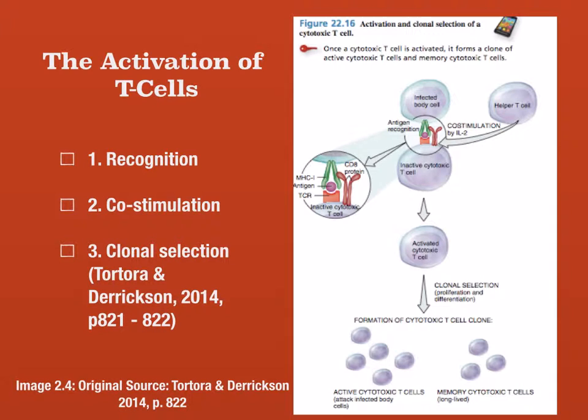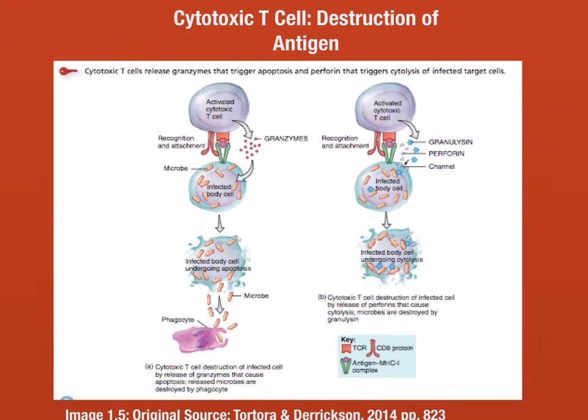Finally, now that our T cell is activated, it begins to form clones of itself to swiftly destroy the antigen, which is a process called clonal selection, in which the T cells proliferate and differentiate into either active T cells, which attack the infected cell, or the memory T cells, which remain in the body for the future recognition and rapid immune response.